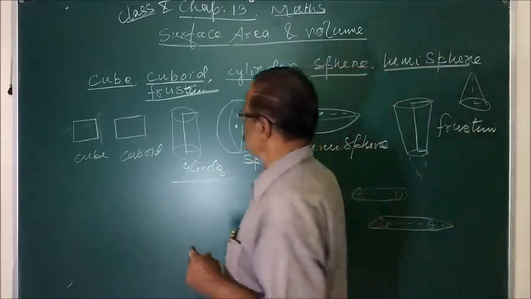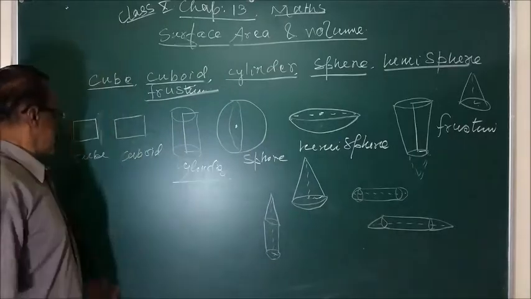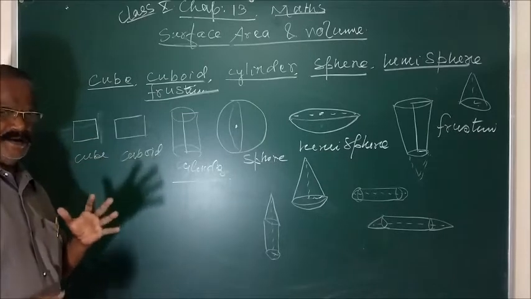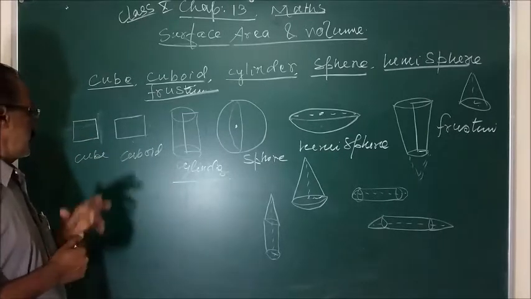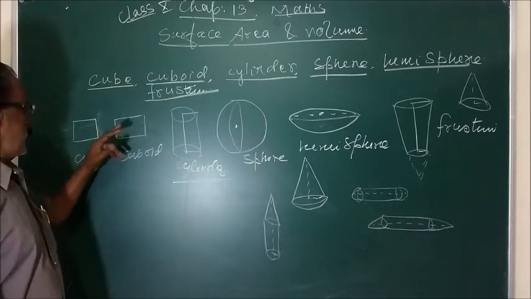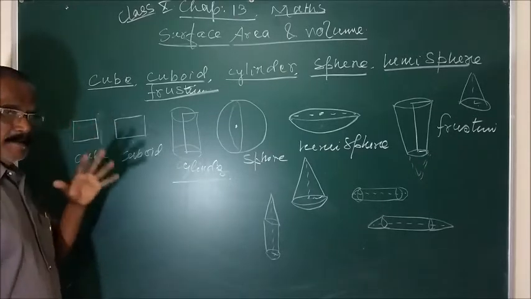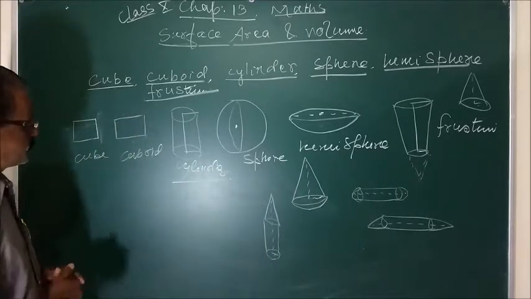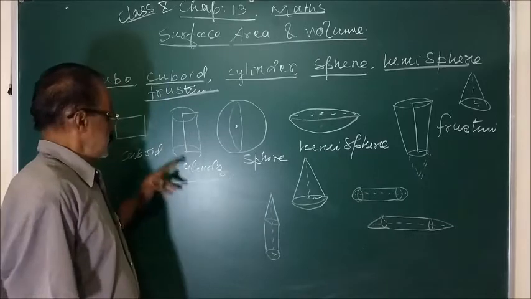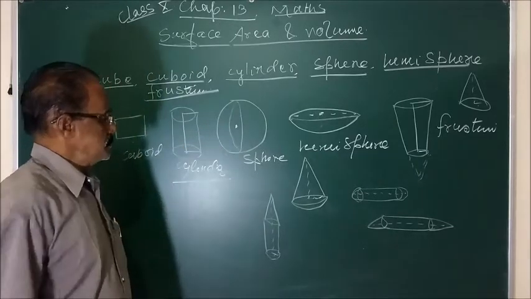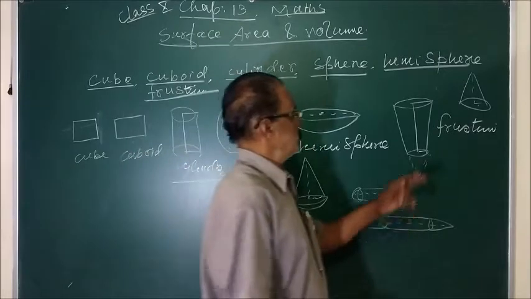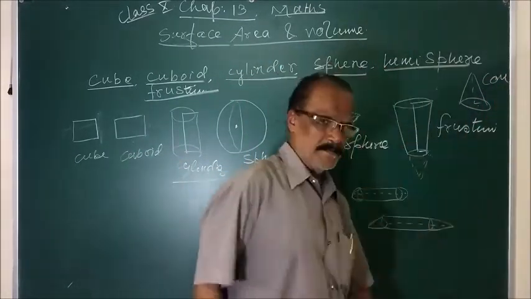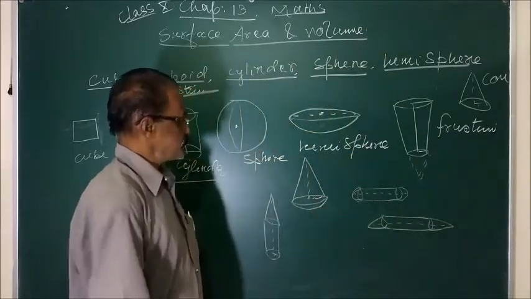Now, you see, these are some solids. This is a cube. Cube, you know, the length, breadth and height are all equal, so it is called a cube. Cuboid: there are three dimensions, length, breadth and height, which may be equal or different. And this is a cylinder, and this is a sphere. This is a hemisphere, and this is a cone. And this is a frustum. All these things you have to learn.